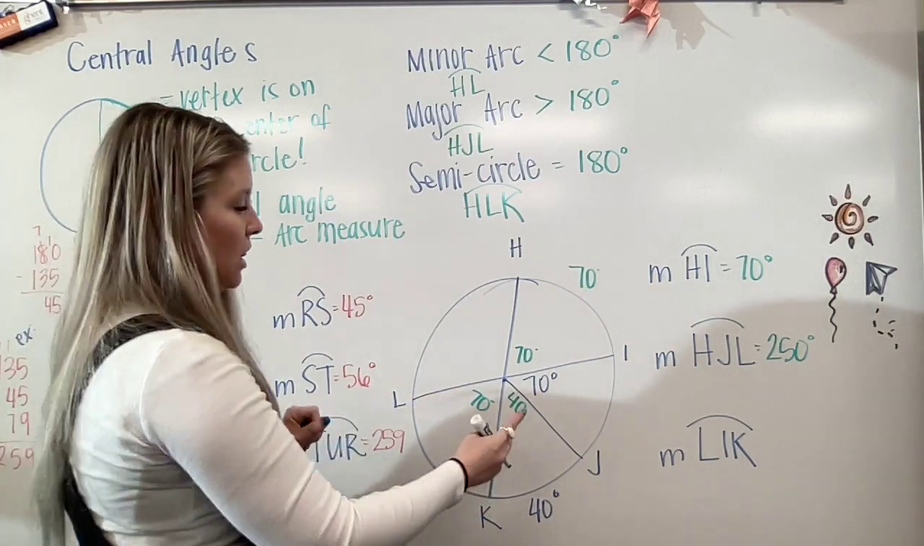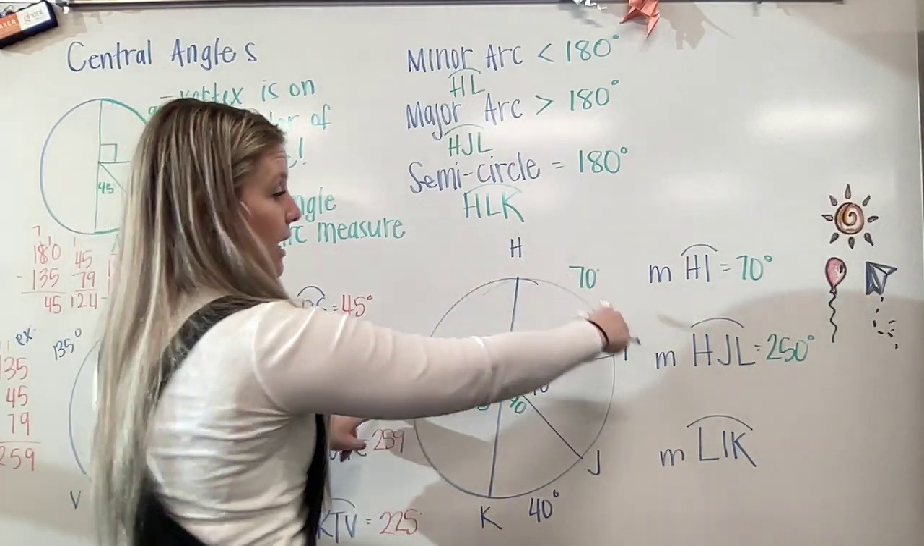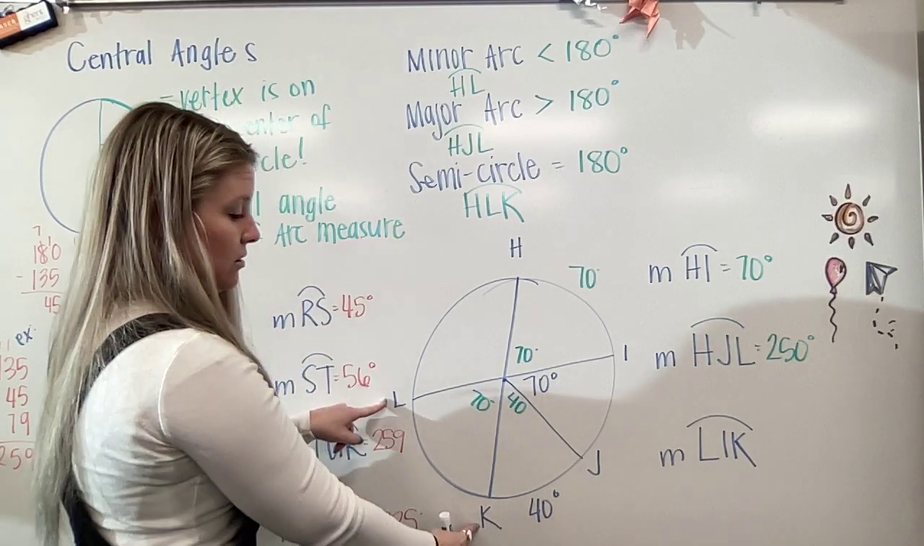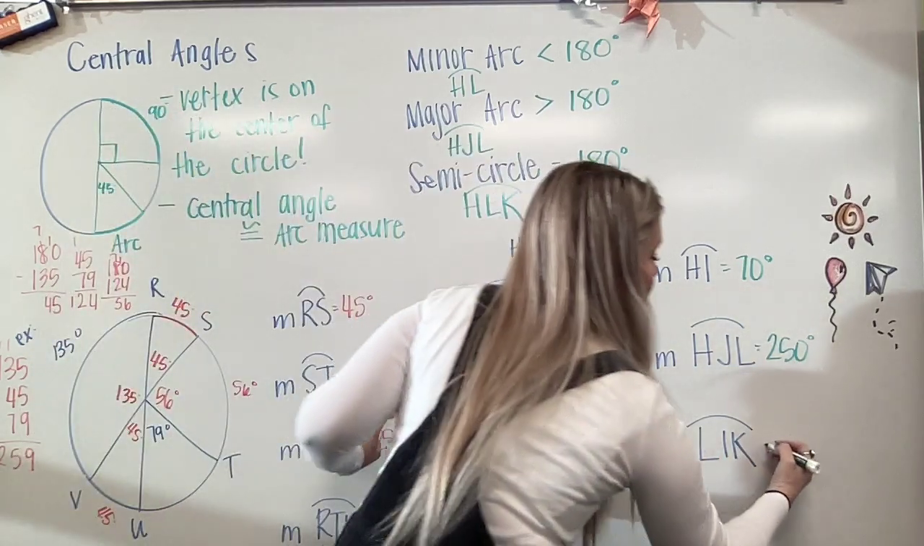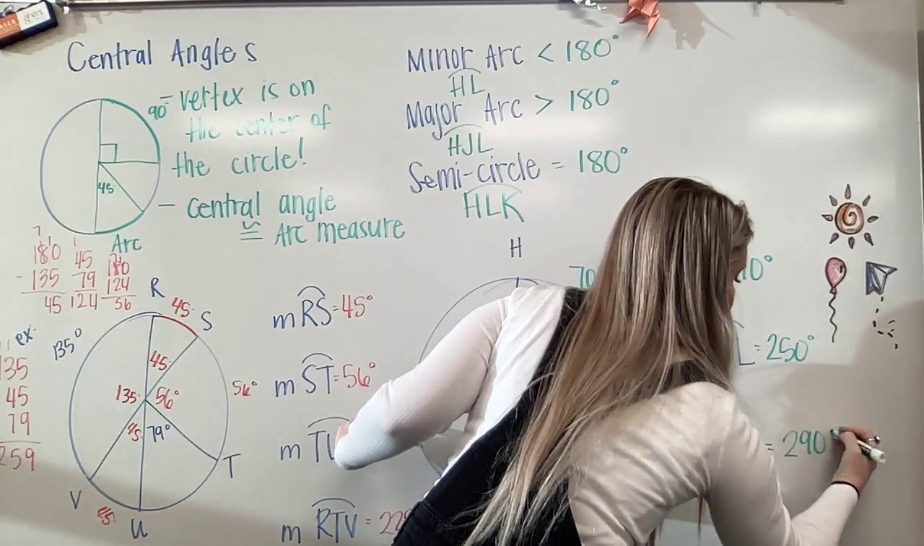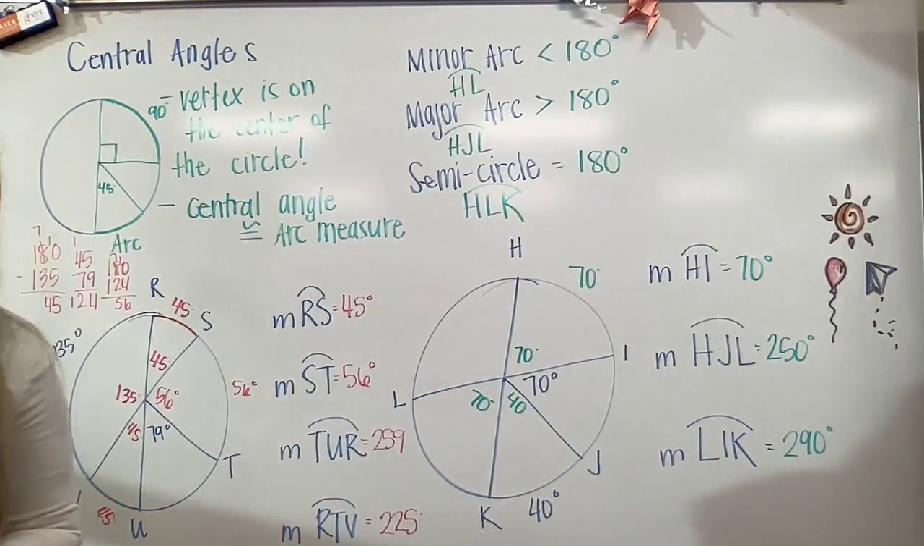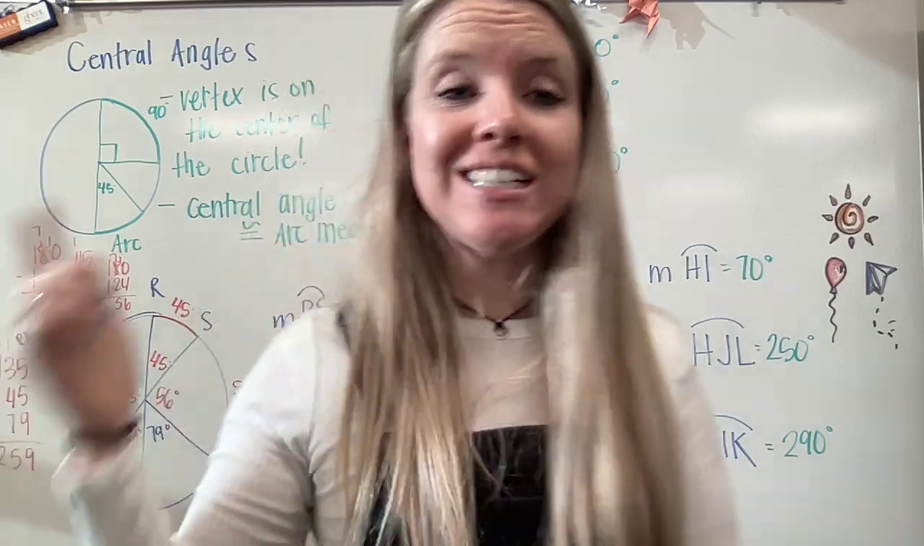And then L to I to K. That's everything but this 70. So that's going to be 290. Okay, I hope that makes sense. If you got questions, let me know.